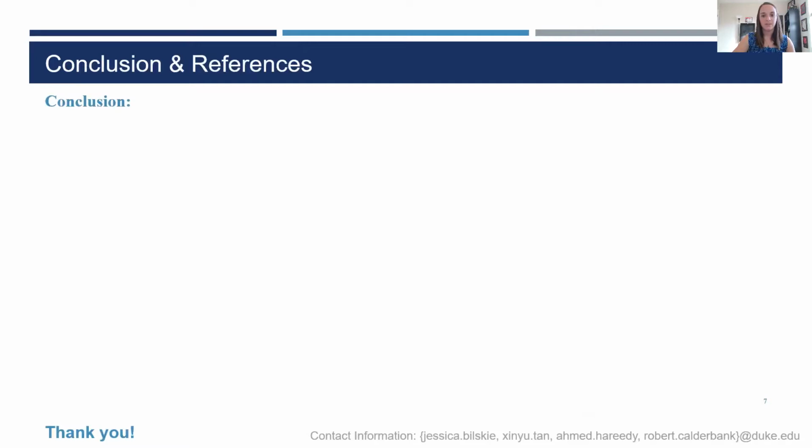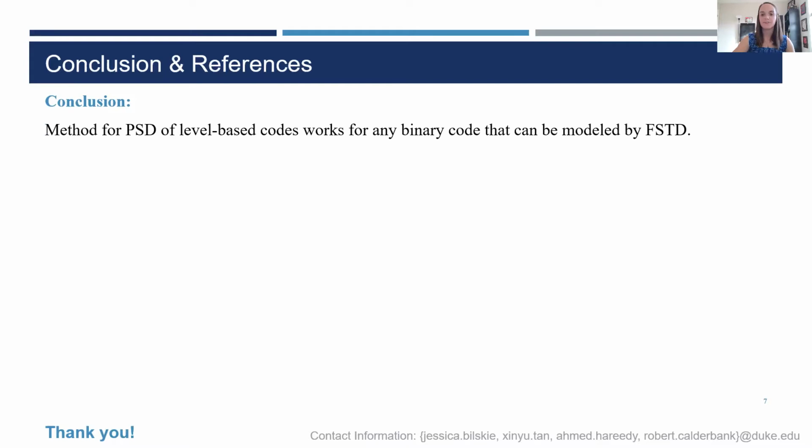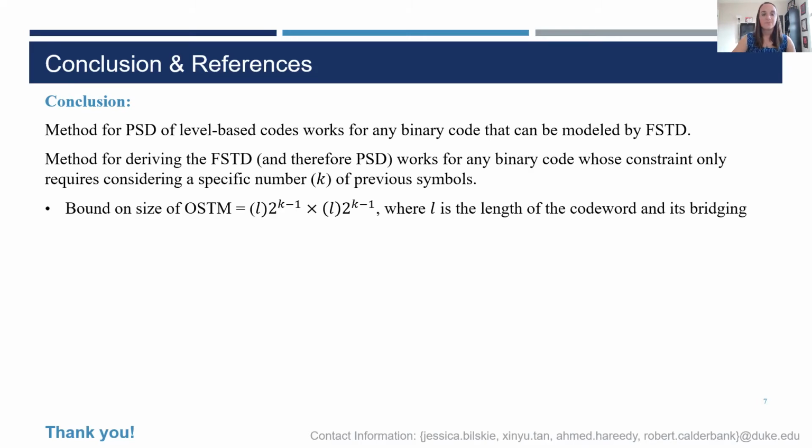In conclusion, we first provide a method for calculating the power spectral density of any binary level-based code that can be modeled as an FSTD. We also provide a method for deriving the finite state transition diagram of any binary code whose constraint only requires considering a specific number of previous symbols. This provides a bound on the OSTM seen here, very similar to the A-LOCO bound that we described in the paper. Additionally, we found that our results match perfectly.